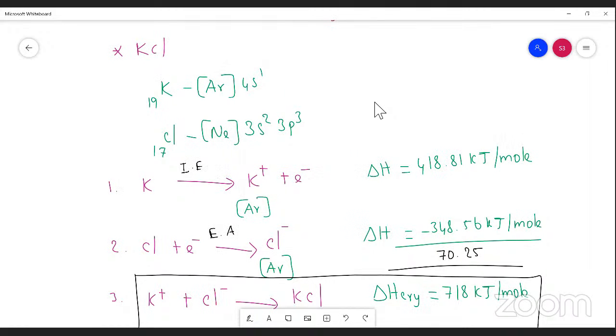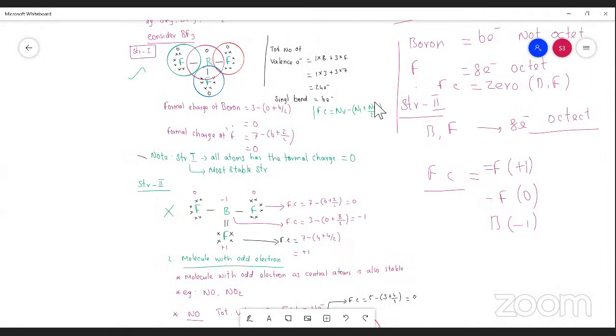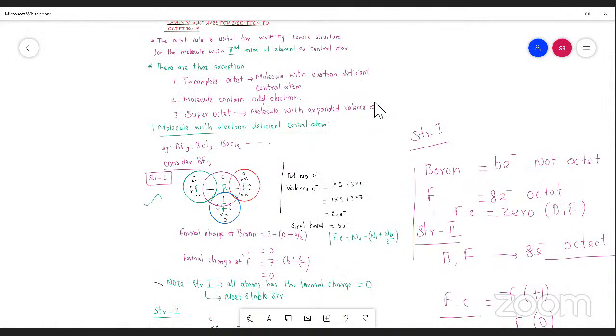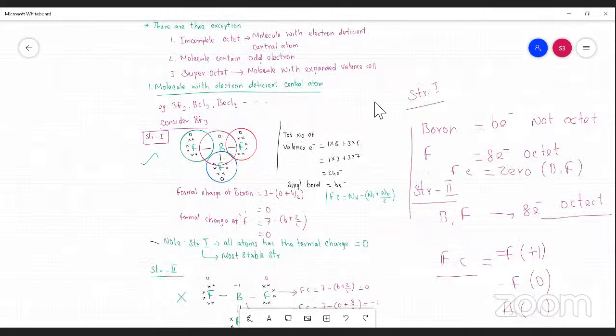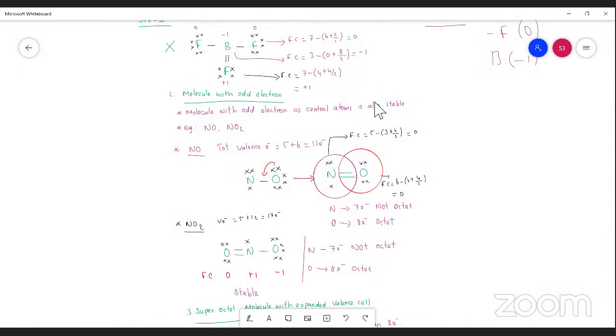Now we are taking 2 topics here, exceptions of the octet rule and ionic bond formation. And there are 3 exceptions. One is incomplete octet, then odd electron molecule, and then super octet. Incomplete octet is generally seen in the boron family. And here we are taking the 2 structures of BF3, and by getting the formal charge we may select one. Structure 1 is most stable. The second one is the odd electron molecule, that is NO, and NO2. In this, nitrogen has only 7 electrons, but it is stable.